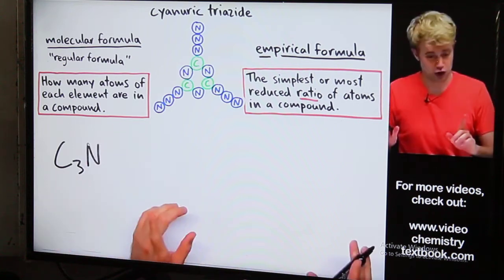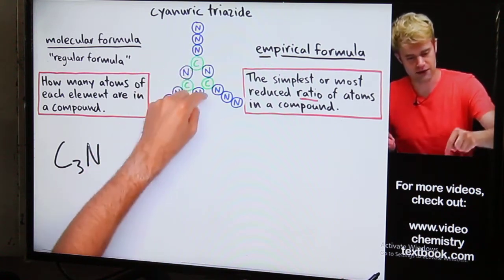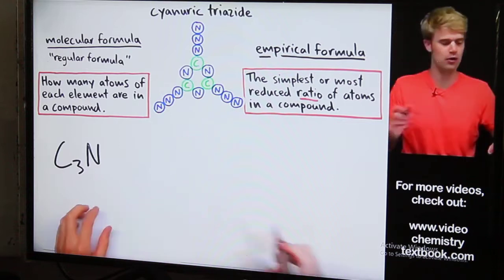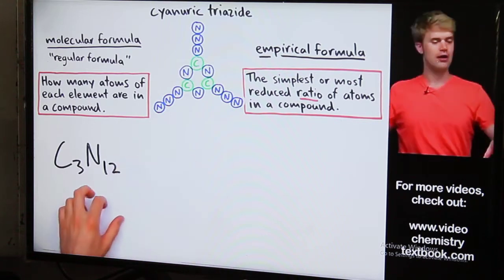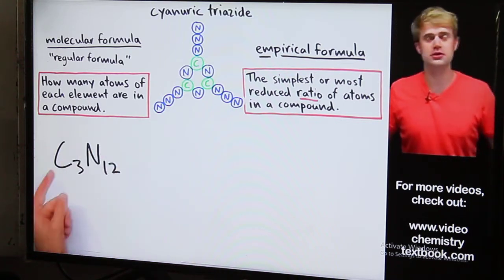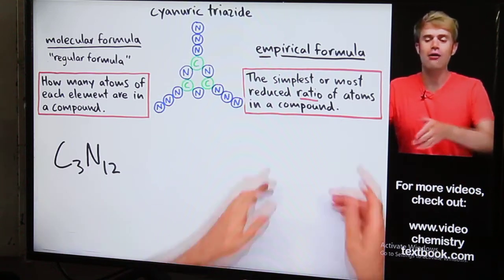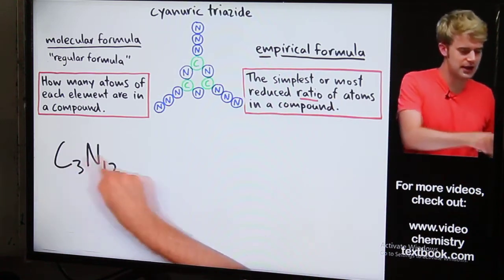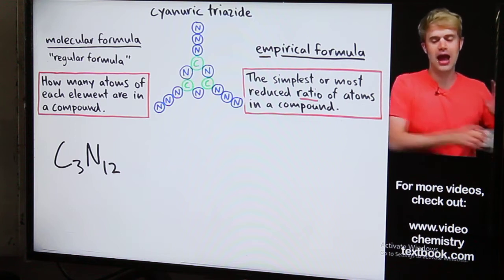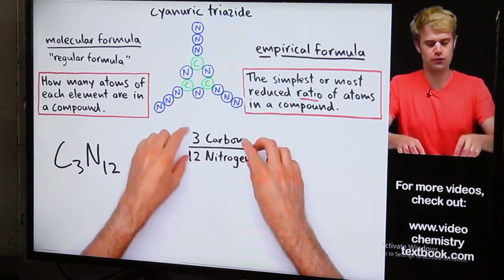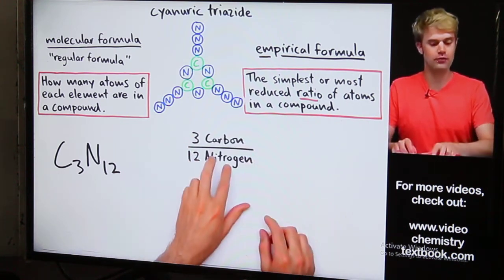And then we got nitrogen, and we got 1, 2, 3, 4, 5, 6, 7, 8, 9, 10, 11, 12, N12. That is our molecular formula, C3N12. Now for the empirical formula, we want to take this first and write it as a ratio. Okay, so 3 carbons over 12 nitrogen.